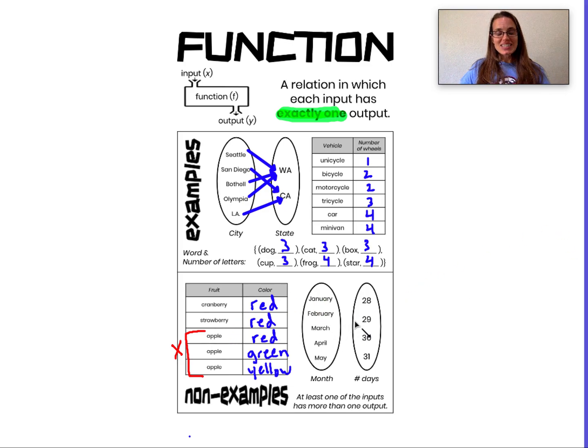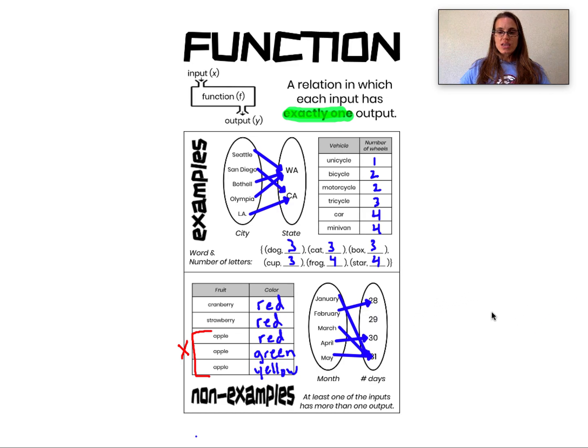Last non-example of a function. I always struggle with this one. 30 days, so we're looking at months and number of days. 30 days has September, April, June, and November. So 30 days in April, but all the rest have 31. March has 31. May has 31. And February has 28.